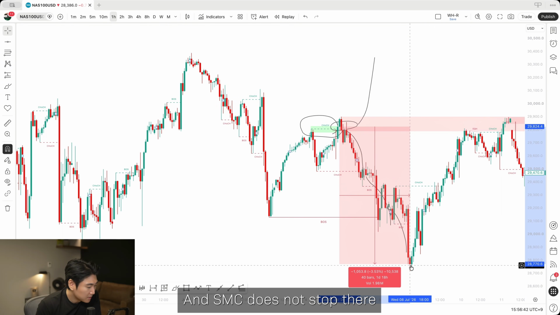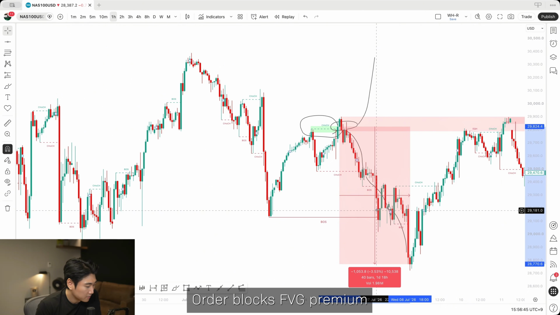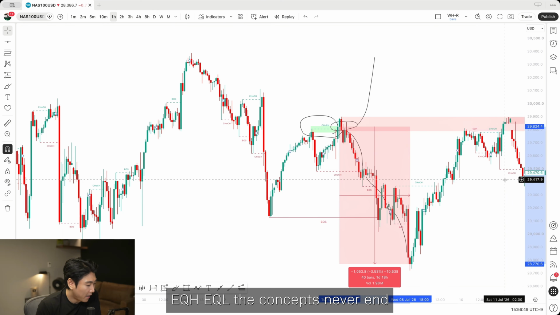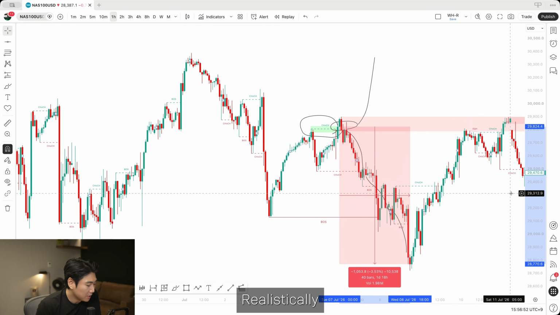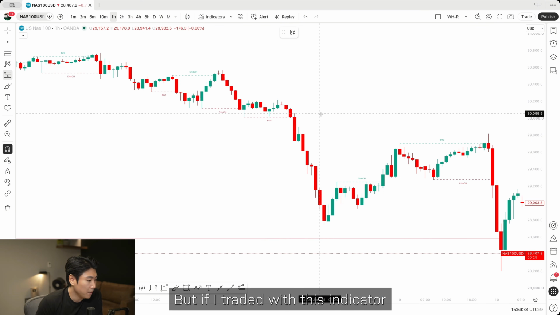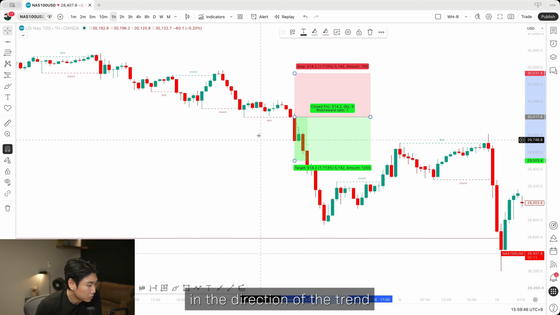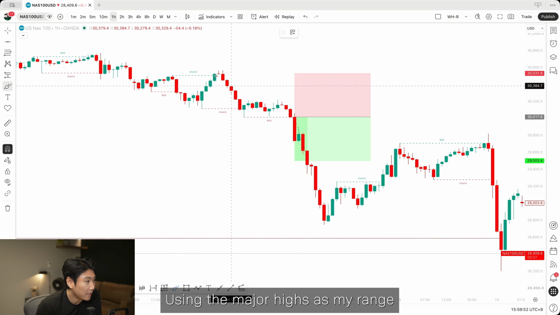And SMC does not stop there. Order blocks, FVG, Premium Discount Zone, EQH, EQL, the concepts never end. Realistically, a beginner cannot master all of this, and even if you can, it takes way too long. But if I trade with this indicator, here is what I would do. I would only enter after a BOS in the direction of the trend, using the major highs as my range.